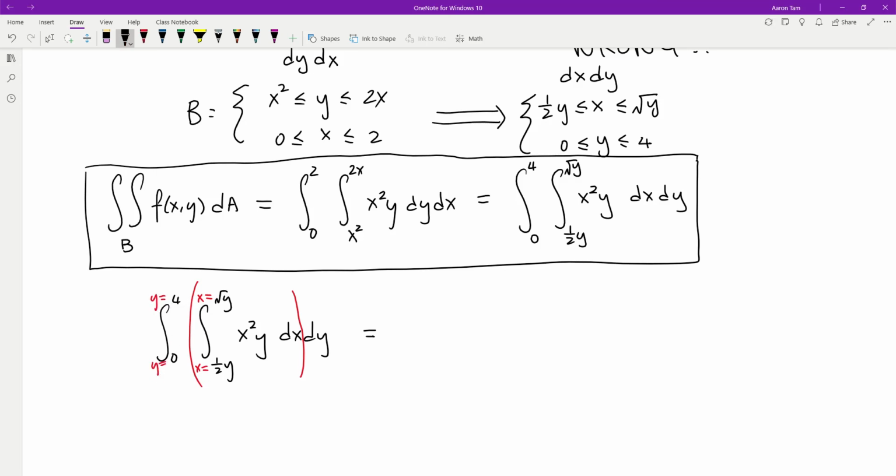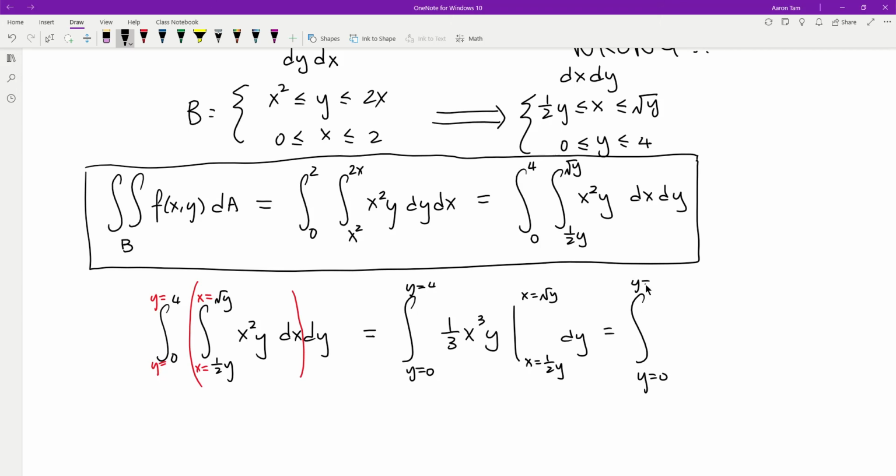Okay. Remember, you should definitely do that until you get very comfortable with doing this and make fewer mistakes. So I'm going to have the outside integral. The inside integral is dx, so it will become 1/3 x to the third y, evaluated from x equal to 1/2 y to x equal to radical y, dy. So therefore, y goes from 0 to 4. 1/3 radical y to the third y minus 1/3 (1/2 y) to the third y, dy.